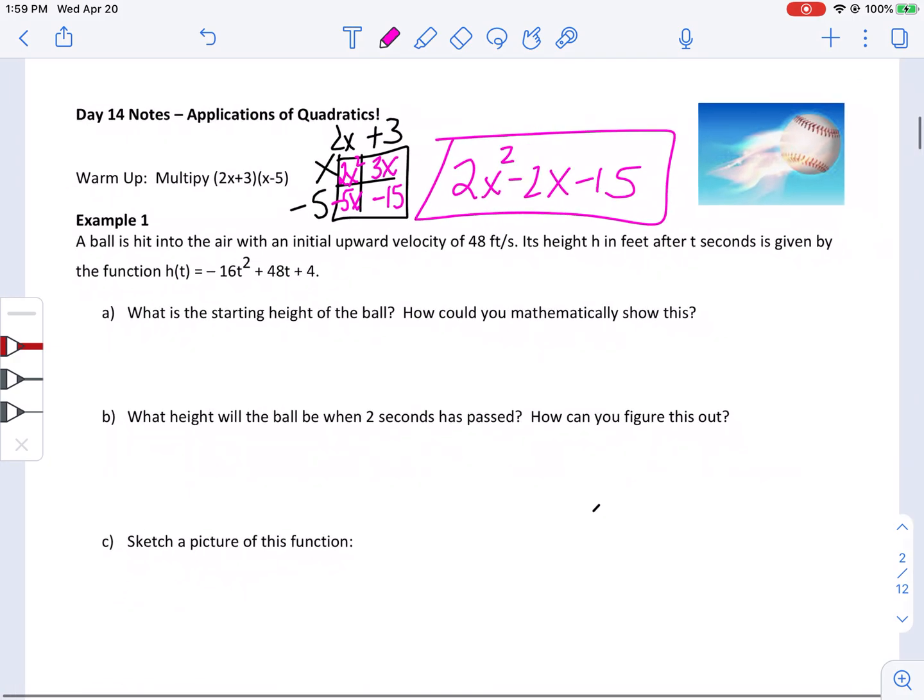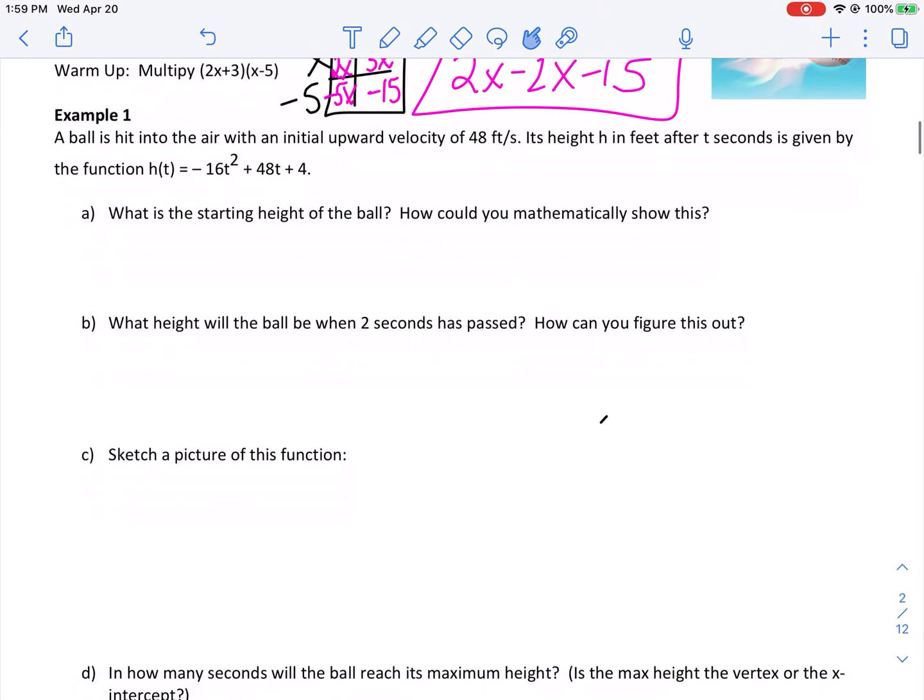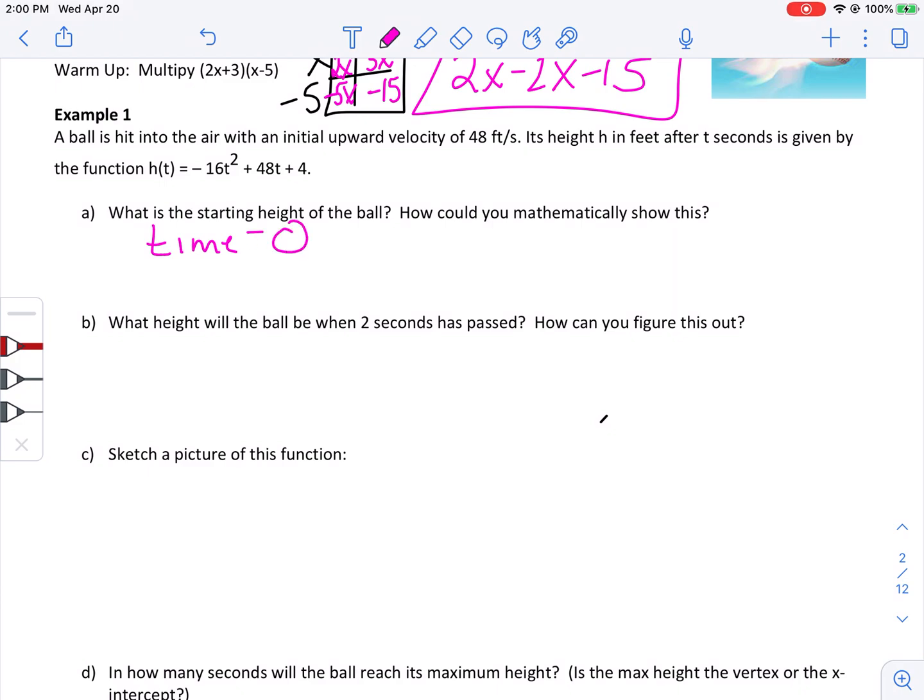So the first thing we're going to do is take a look at a couple of word problems here. A ball is hit in the air with an upward velocity of 48 feet per second. Its height h in feet after t seconds is given by the function. What is the starting height of the ball? Well, again, that's when time equals 0. So if we plug in time equals 0, negative 16 times 0 squared plus 48 times 0 plus 4, it would be at a height of 4 feet.